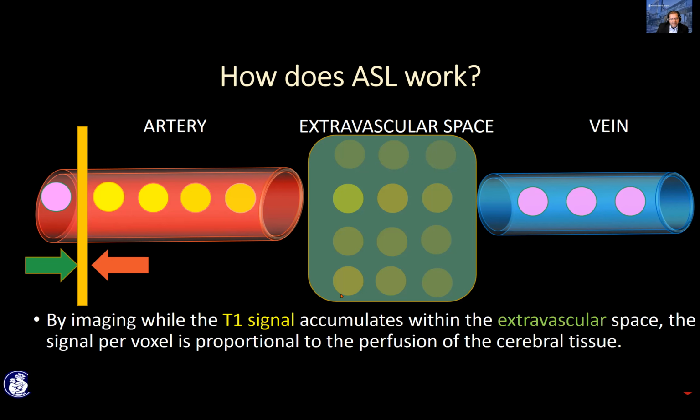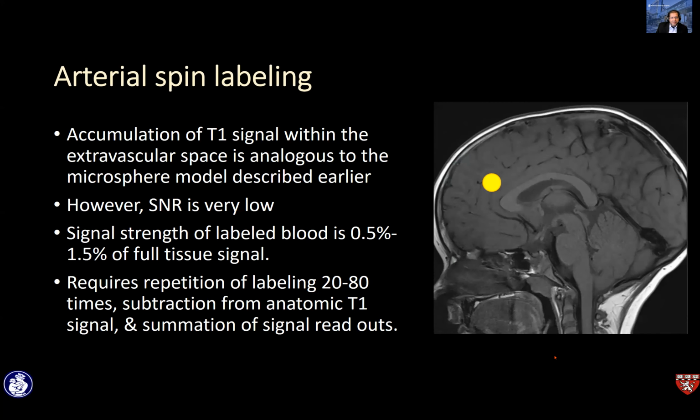Now, by imaging while the T1 signal is accumulating within the extravascular space, the signal per voxel is proportional to the perfusion of the cerebral tissue. So it's very similar to the microsphere experiment we talked about earlier. The accumulation of the T1 signal within the extravascular space is very similar to the microsphere model, but the SNR is very low because most of the labeled blood has lost its signal, and the signal strength of the labeled blood is now only 0.5% to 1.5% of the full tissue signal.